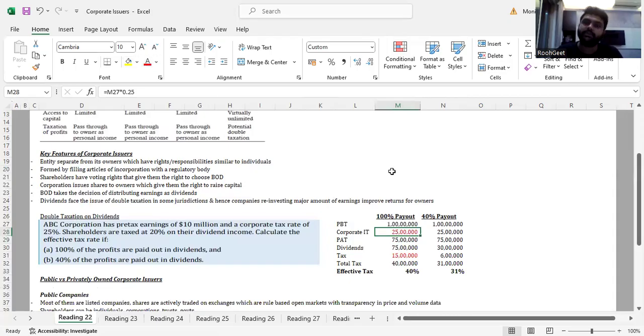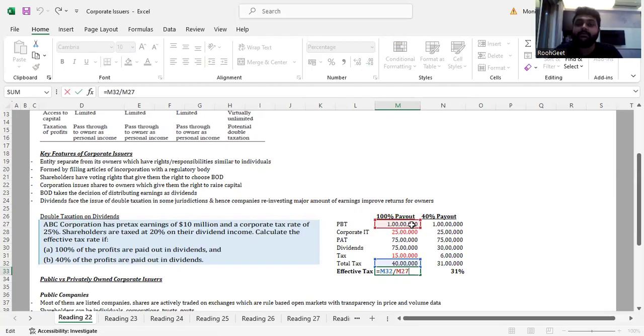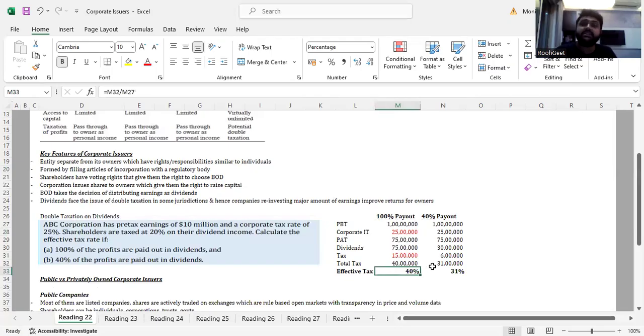So this is the total that was paid. If the corporation is also paying tax, it is hurting the investor, right? So total tax is 40 lakhs. What is the effective tax rate? Effective tax rate is 40 lakhs divided by the PBT. Basically it came after PBT, right? So effectively you have paid a 40% tax, okay, in a double taxation scenario.